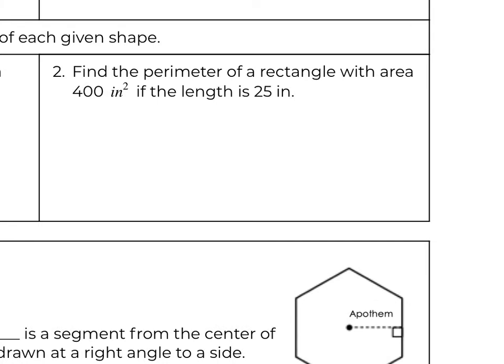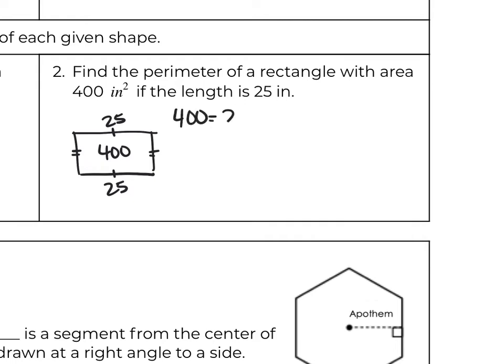Okay, same thing here. If they give us the rectangle with an area of 400, and they give us the length is 25. Well, that makes this 25 and this 25, but I need this width over here. So I would say the area is 400 equals 25 times the width, divide by 25. Gives me a width of 16, which makes that be here and here.